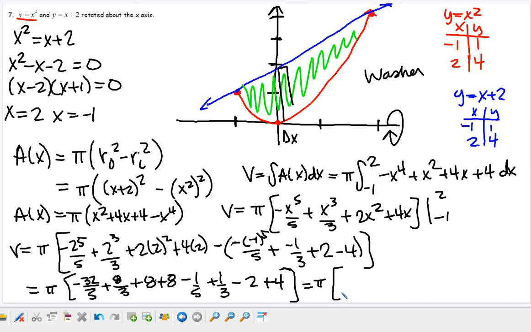All right, so let's start over. The -32 and -1/5 would be -33 over 5. 16 plus 3 is 19. Minus 2 is 17. Plus 4 is 21. So I'm out of room, so you get a common denominator of 5, which would be 105 minus 33, which would be 72 pi over 5.